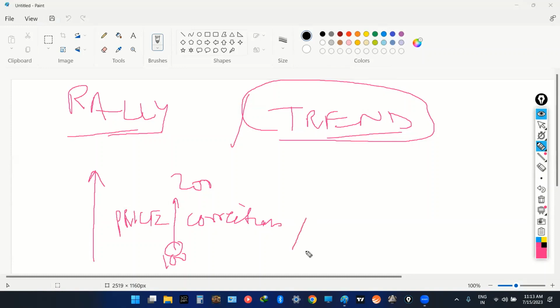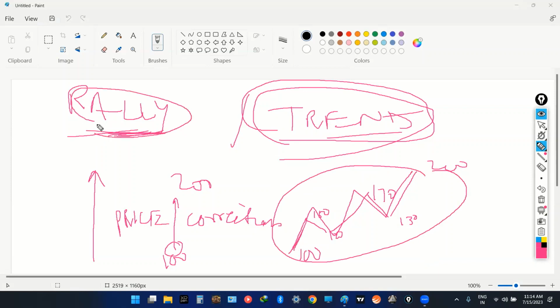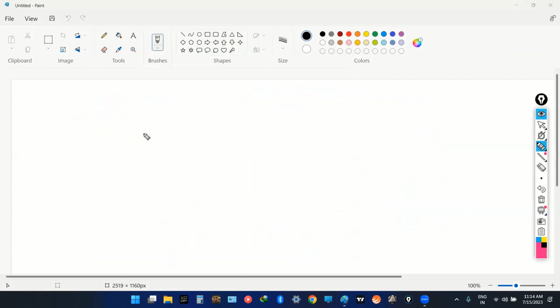From 100 it will go up to say 150, again it will come down to 120, again it will go to 170, again it will come down to say 130, again it will go to 200. So this slow and steady movement is called a trend. So a trend lasts for a longer duration, and a rally is a very momentary movement. Within the trends we can see short rallies, but for a longer period of time our major concern is the trend. And in stock market we always say trend is our friend. We should never trade against the trend.